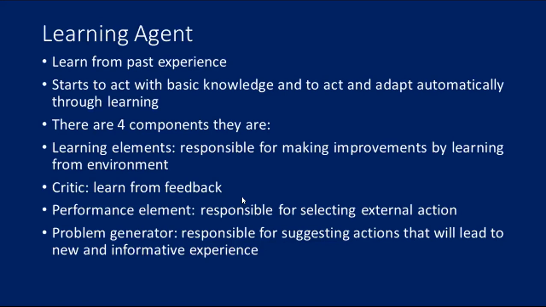There are four components in a learning agent: learning element, critic, performance element, and problem generator. The learning element is responsible for making improvements by learning from the environment. The critic learns from feedback. The performance element is responsible for selecting external actions. The problem generator is responsible for suggesting actions that will lead to new and informative experiences. Let me show this with a diagrammatic representation, so you might get it clearer.